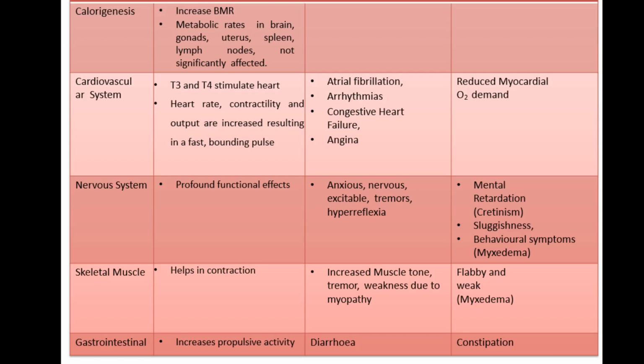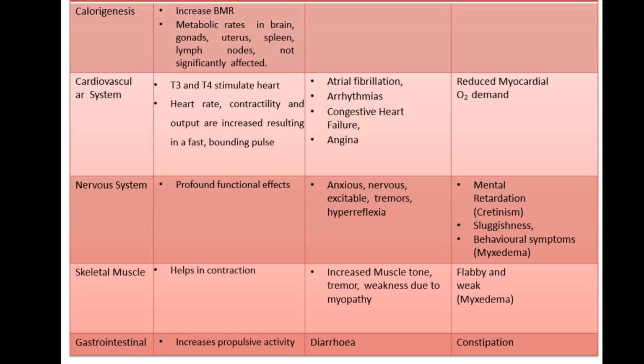Next, effect on the nervous system. Thyroid hormone is very important for the functioning of the nervous system. During childhood, thyroid hormone is very important for the development of the central nervous system. Next, effect on the skeletal muscle. In the skeletal muscle, thyroid hormone again helps in the contraction of the muscles. Similarly, thyroid hormone receptors are also present on the GI tract, where they act on the GI smooth muscles and cause an increase in their contraction. So they are helpful for increasing propulsive activity.